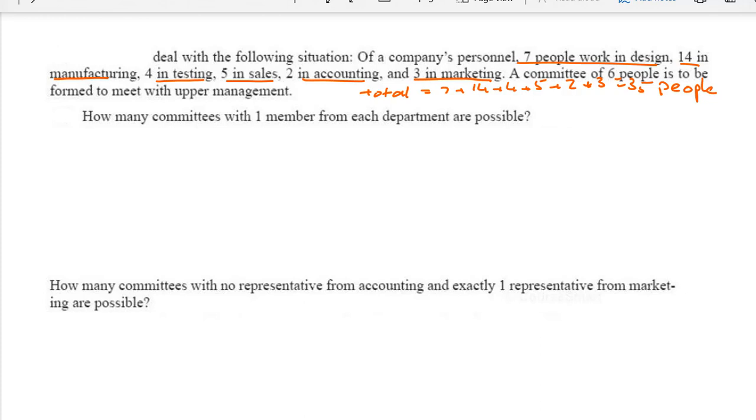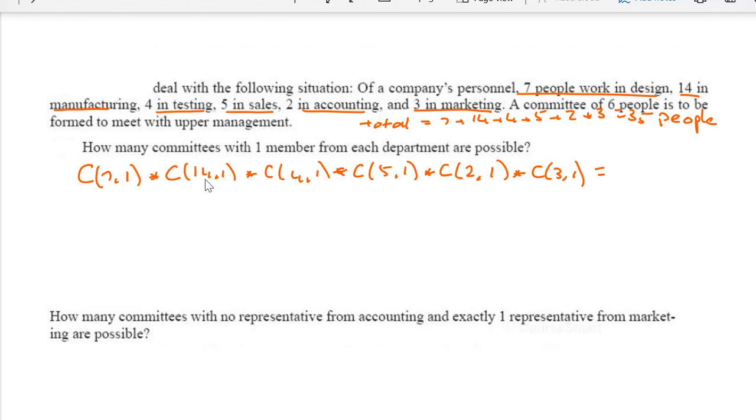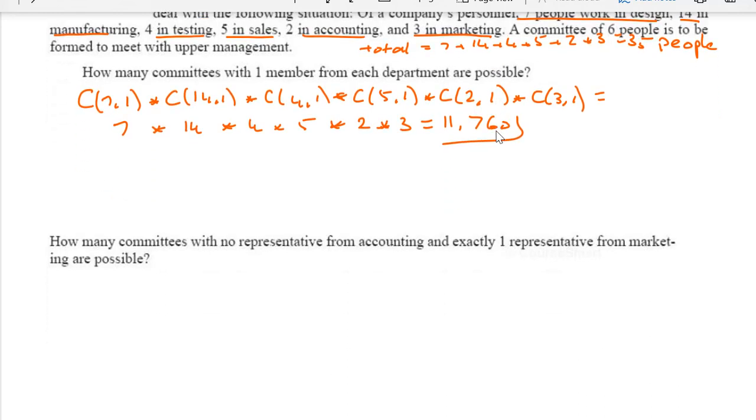Well, this is straightforward. You have a combination. You could write it as 1 out of 7, 1 out of 14, 1 out of 4, 1 out of 5, 1 out of 2, and 1 out of 3. Or basically you have 7 to choose from, times 14 times 4 times 5 times 2 times 3, which gives me 11,760. So this is a straightforward question. But here are some other restrictions. It says, how many committees with no representative from accounting and exactly one representative from marketing are possible.